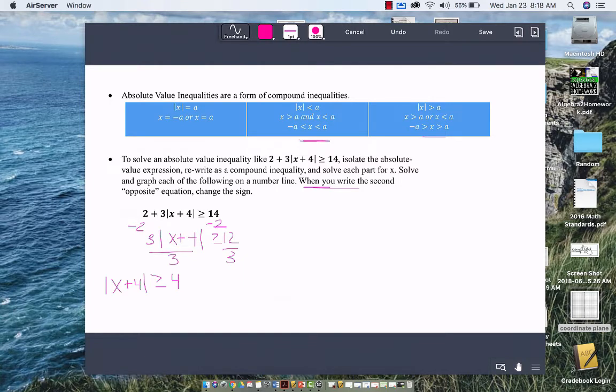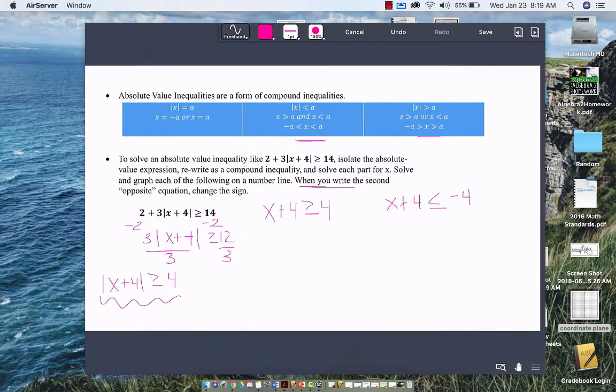So now from here, this is where I write my two equations. My first one is going to be x plus 4 is greater than or equal to 4, just like what's shown there. The other one is, we're never changing what's on the inside of our absolute value. It's still an x plus 4. But now I'm switching my sign, just the direction, and I'm negating my a value, which in this case is 4. So you want to solve for both of these.